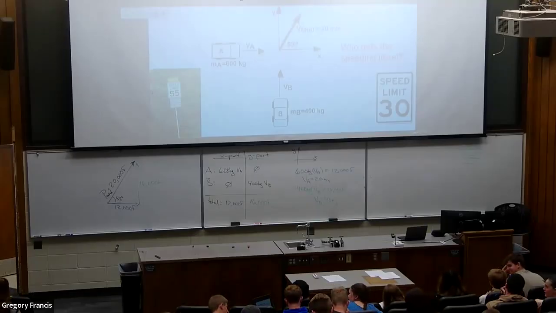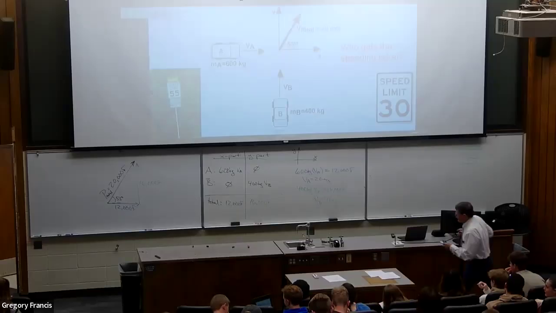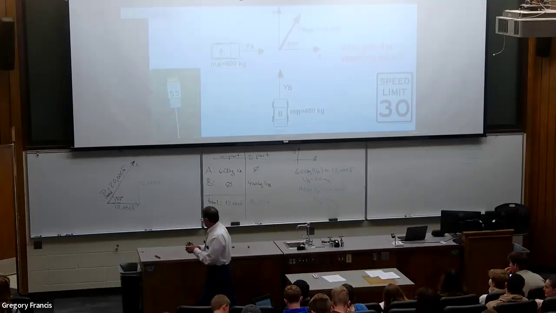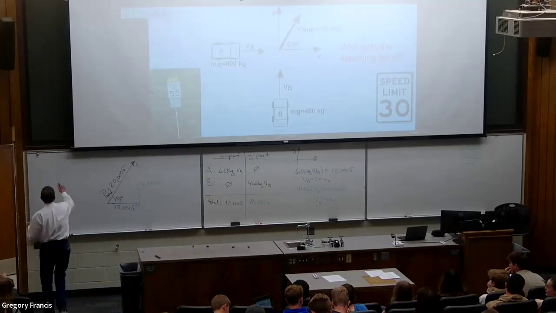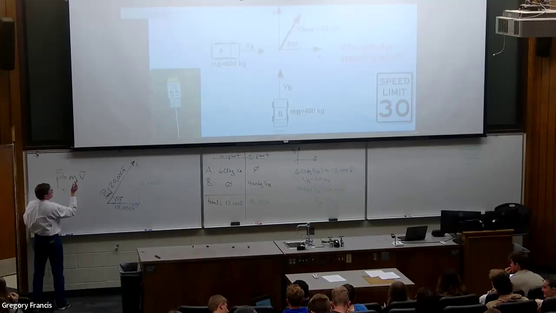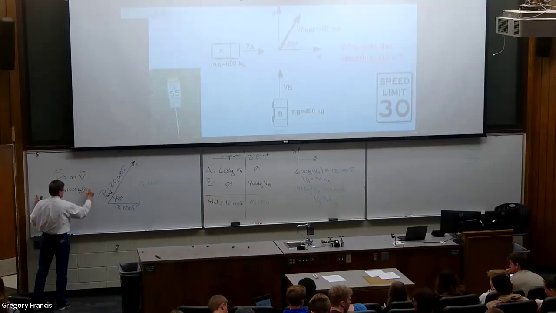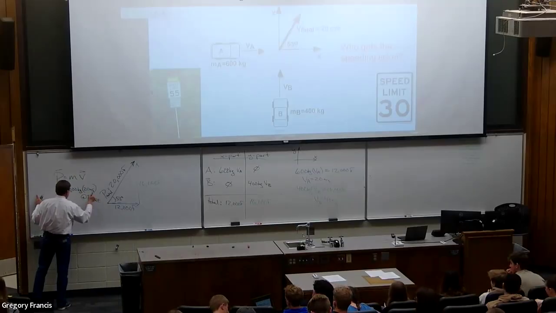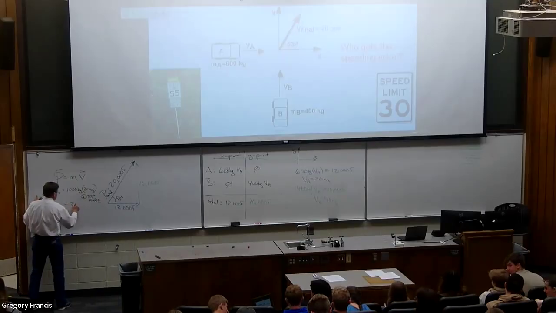What did you get? 20,000? Oh, the 20,000. You guys just said momentum is mass times velocity. And so the mass, when they were together, was 1,000 kilograms times the velocity was 20 meters per second at 53 degrees north of east. When I multiply this together, I get my 20,000.